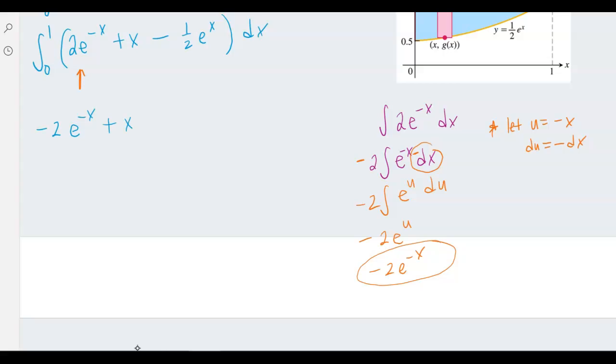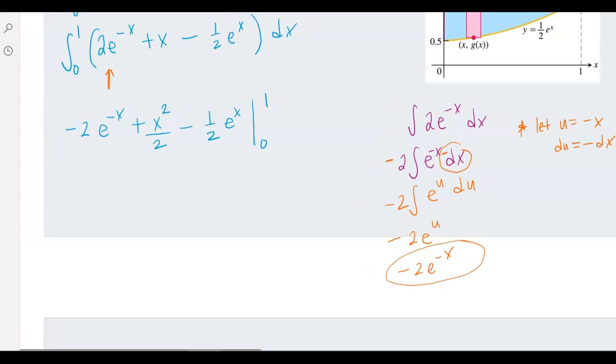The second term will bring the power up by 1 and divide by the new power. And then for the third term, the 1/2 is along for the ride. The integral of e to the x is e to the x, and I'm evaluating between 0 and 1. All right, plugging all of this in, I have -2 e to the -1 plus 1/2. I'm plugging 1 in first. And then I'll subtract off, plugging 0 in, -2 e to the 0, plus that'll be 0 over 2, minus 1/2 e to the 0.